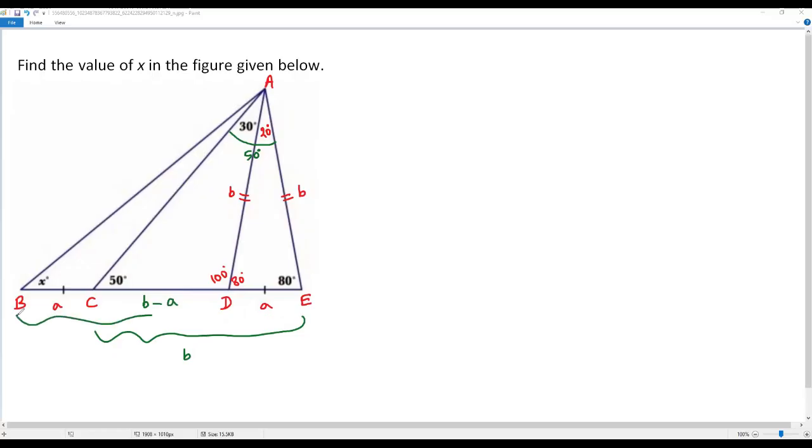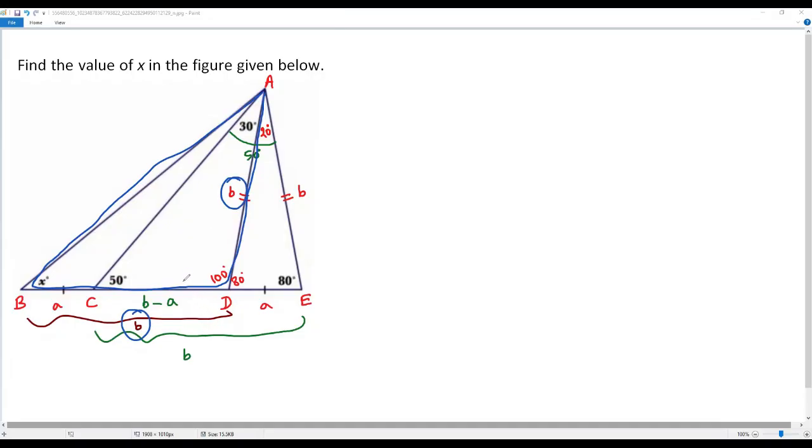Okay, what is the length of BD? To get the length of BD, we have to add the length of BC and the length of CD. That is, we have to add a and b minus a. When I add them, I am getting b as the length. So the length of BD is lowercase b. Now let's consider the triangle ABD. In this triangle ABD, the length of the side AD and the length of the side BD are equal, that is lowercase b. So it is an isosceles triangle.